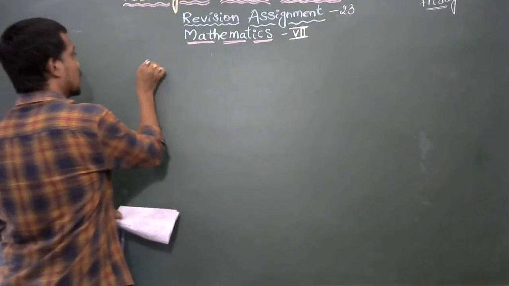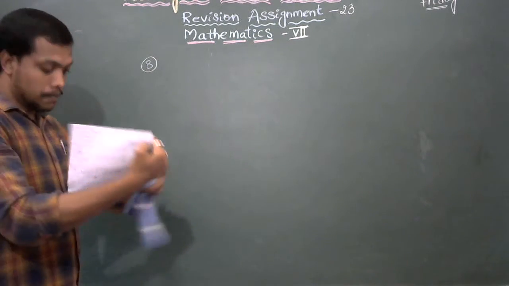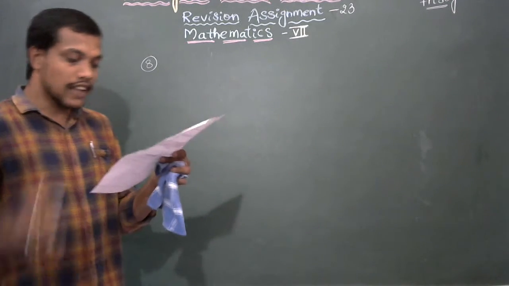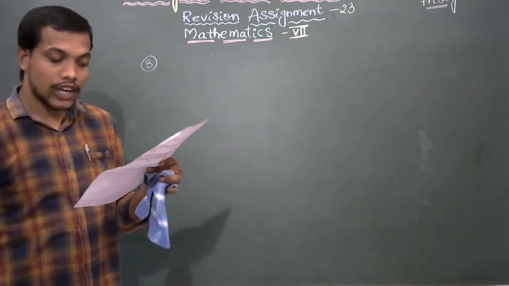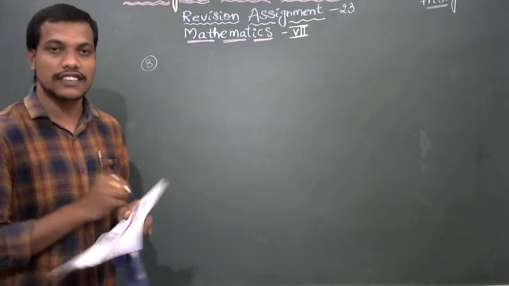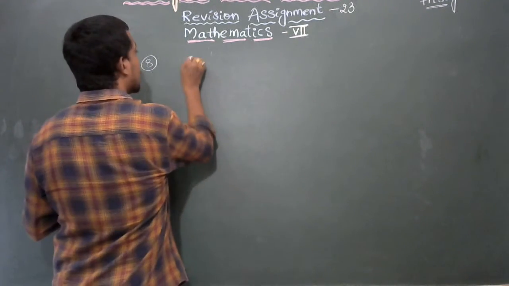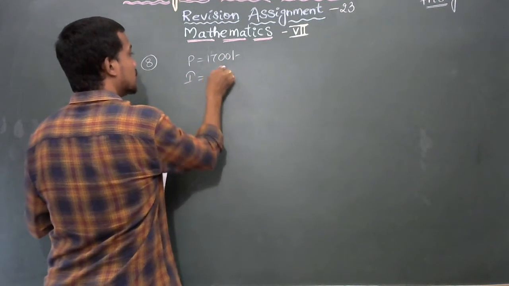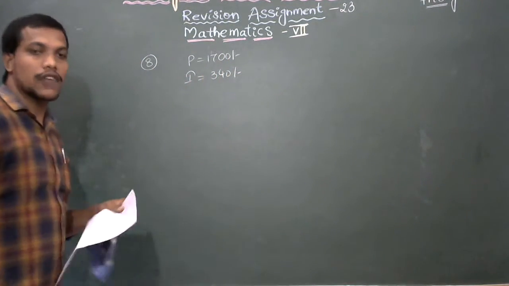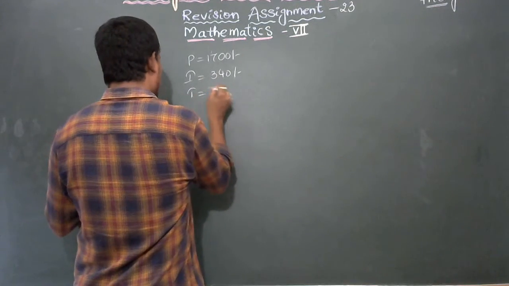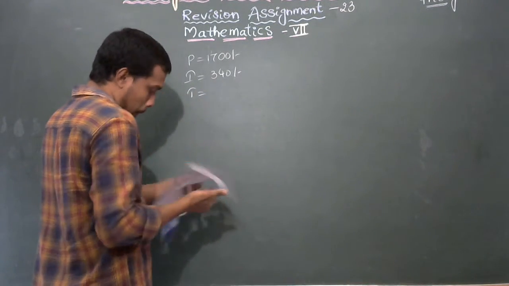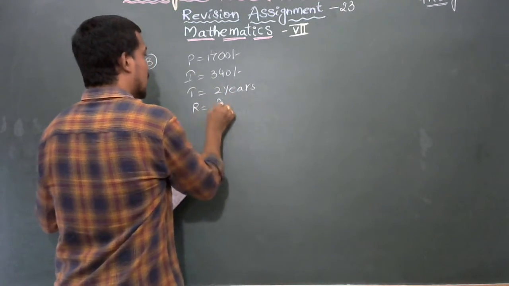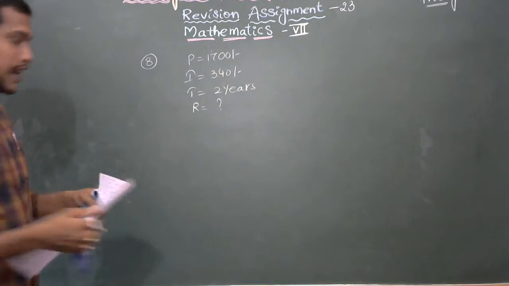Now, the eighth one. If the interest on 1,700 for 2 years is 340, then the rate of interest must be. So here principal given, 1,700 rupees. Interest also given, 340 rupees. Time given, 2 years. So we should find the rate of interest.